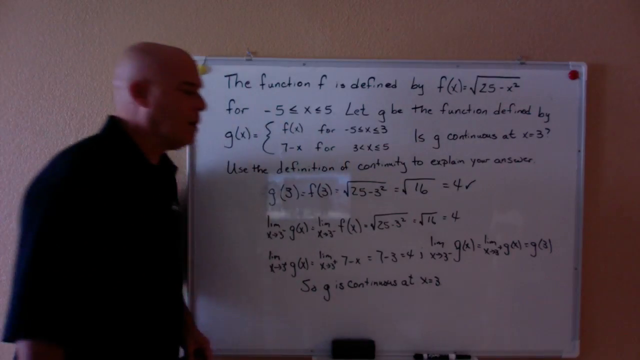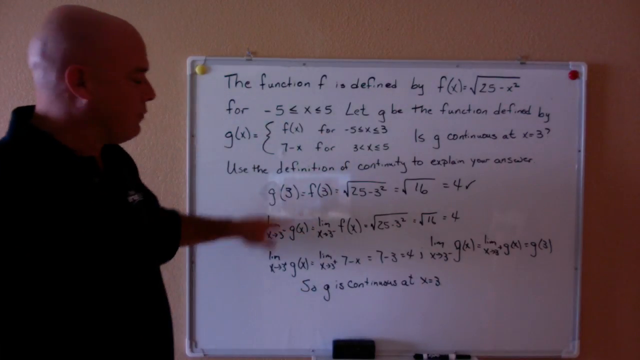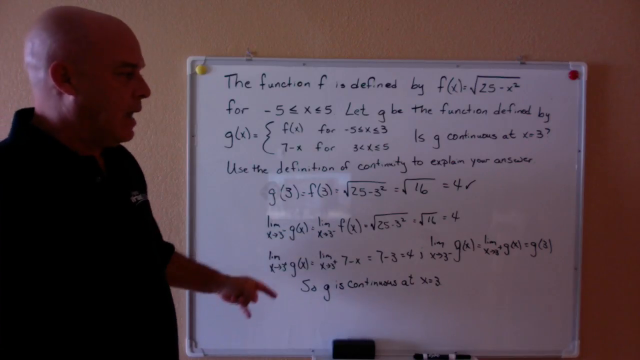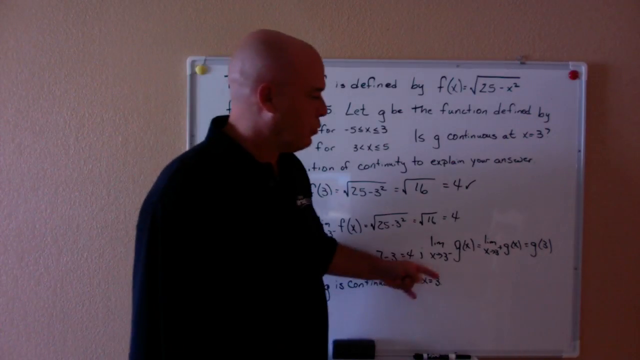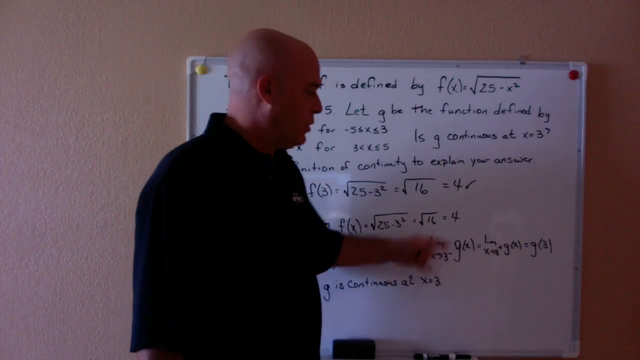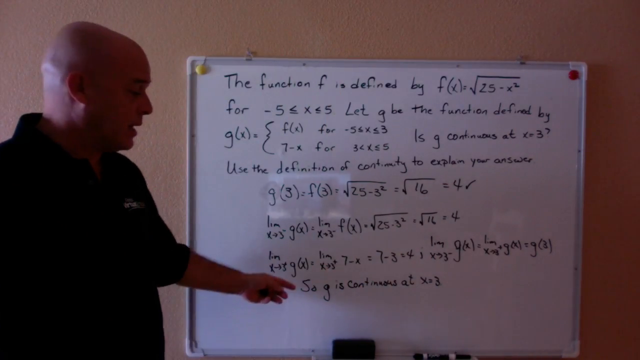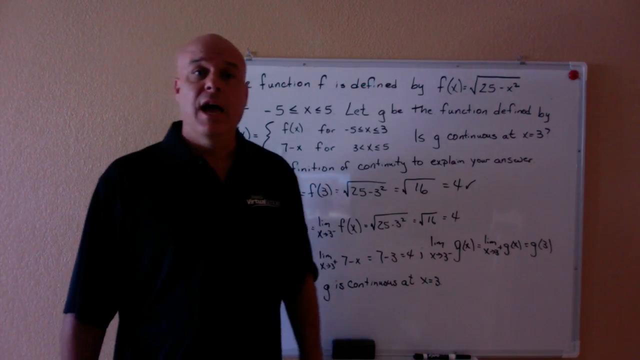Those were my three requirements. I had to show, once again, that the value of the function existed, that the limit from the left was equal to the limit from the right, and then that the value of the function was equal to the value of the limit, which happened in all three cases. I was able to satisfy all three things, and so now I can say that this function is continuous at x equals 3.